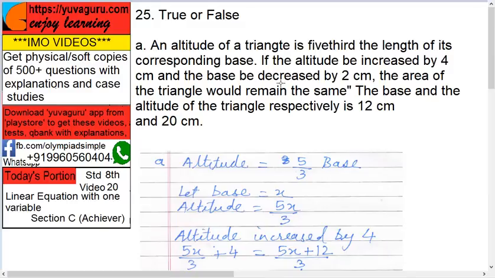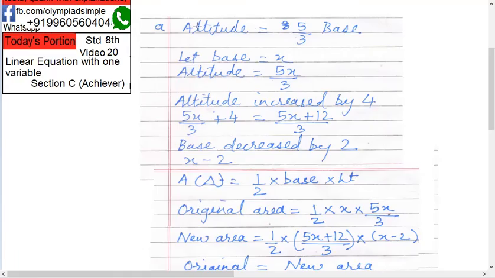So, remember what the problem is. Altitude equals 5/3 of the length of the base. Then there is an increase and decrease in base and altitude, and we have to prove whether this is true or false. So altitude equals 5 upon 3 of base. Okay, let the base be x. So the altitude is what? 5 upon 3 multiplied by x. So 5x upon 3. Next is what? Altitude is increased by 4. So 5x upon 3 plus 4.